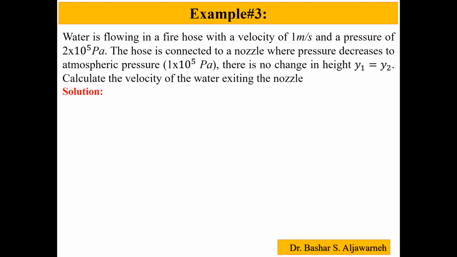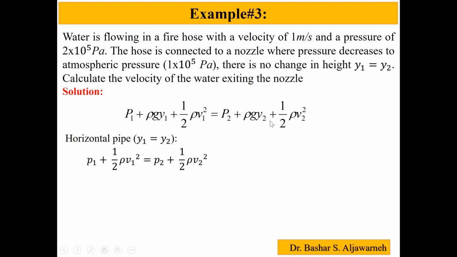Now let's go to Bernoulli equation. Bernoulli's equation says the following, but be careful. I have a horizontal pipe. Therefore, we can say P1 plus 1/2 rho V1 squared equals P2 plus 1/2 rho V2 squared.